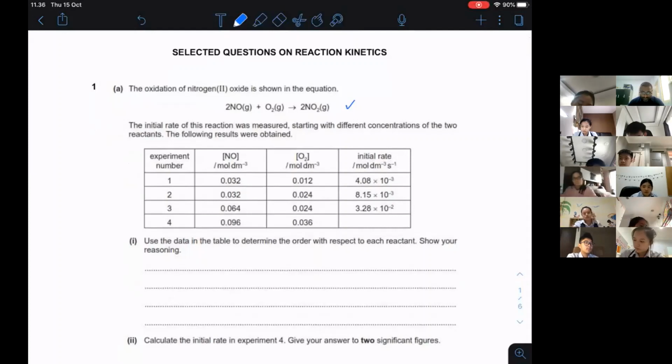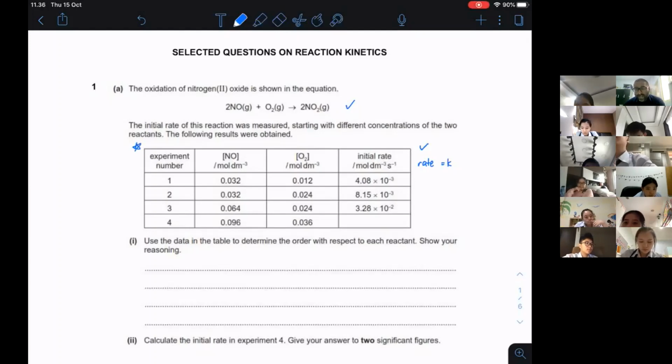Of two reactants, and they have given you this data. This is the one that we tell every single time before we get to the rate equation: rate equals k[A]^x[B]^y. We will get the data from your experimental results, and when they mention experimental results, this is one of it.